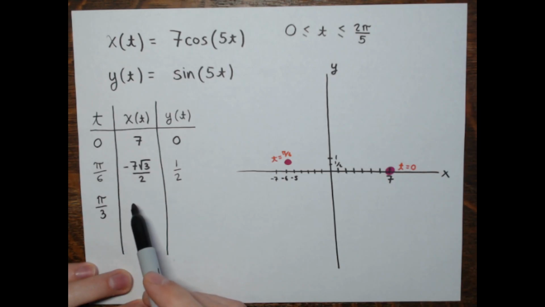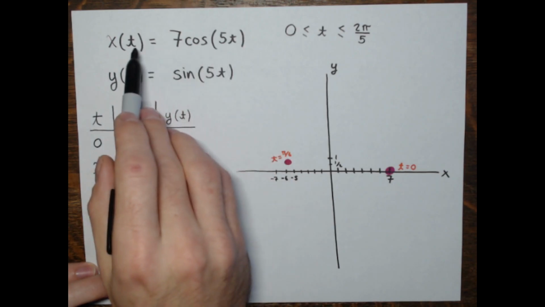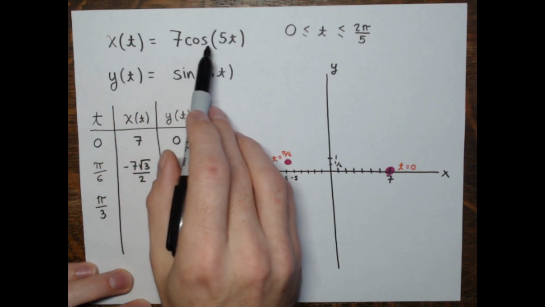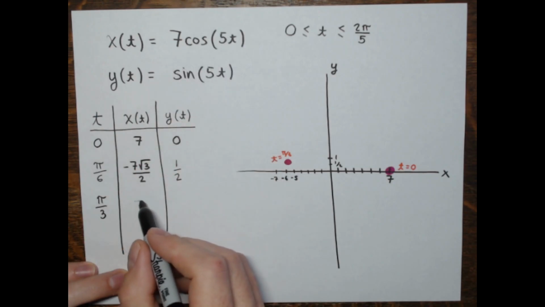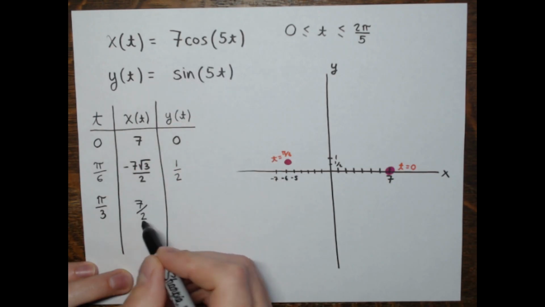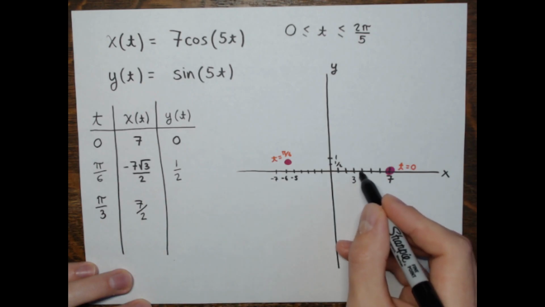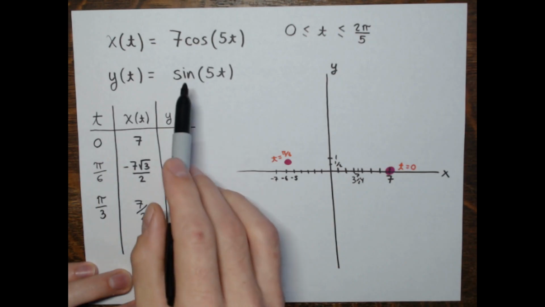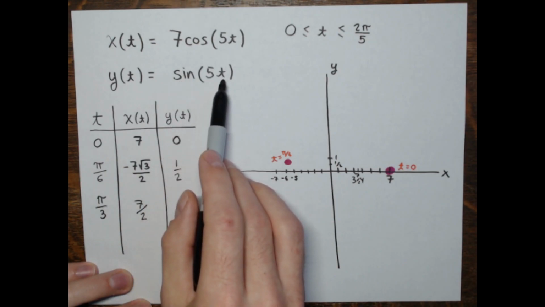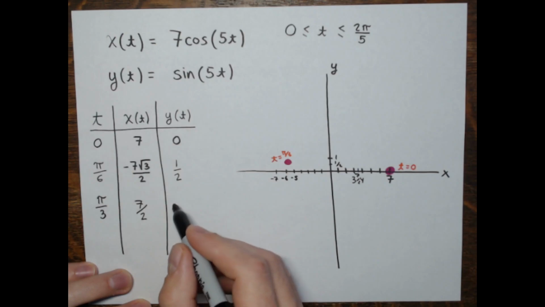And when I plug in pi over 3, the x coordinate would be 7 times the cosine of 5 pi over 3. Now the cosine of 5 pi over 3 would be positive half. So we're at positive 7 halves, or 3 1/2, for the x coordinate. And the y-coordinate would be the sine of 5 pi over 3, which would be negative square root of 3 over 2, right?